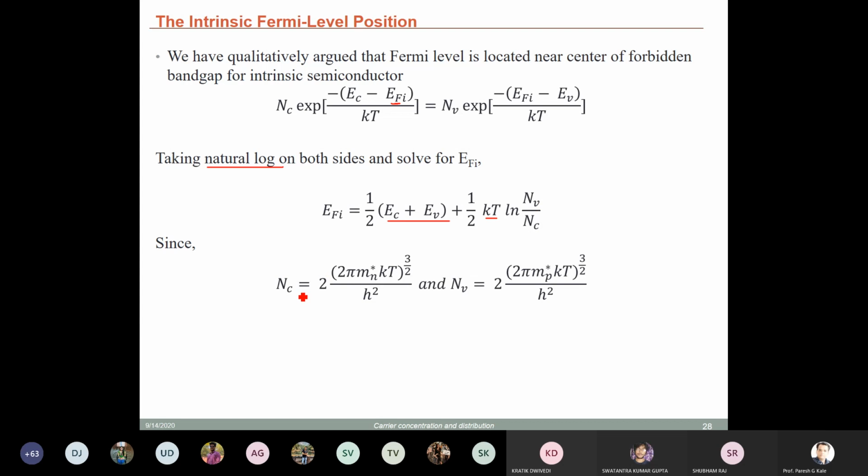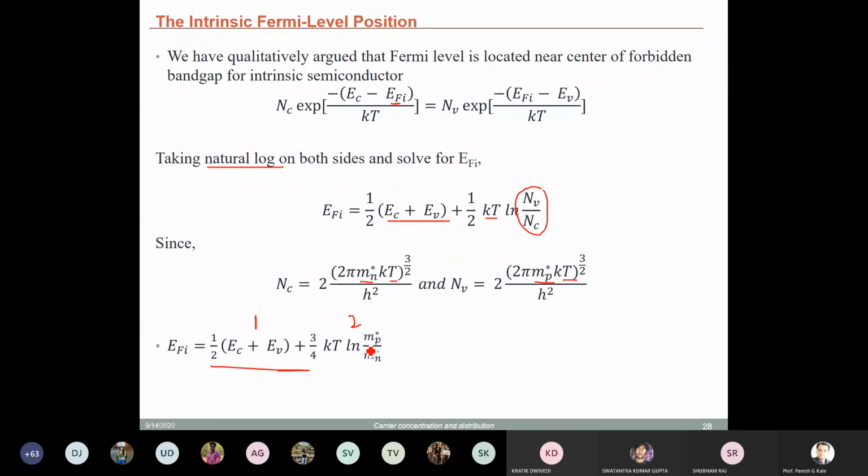Now we know the expressions for NC and NV, and again the temperature term is involved, and Mn and Mp, so these effective masses are involved. Obviously a material will be at the same temperature, so the temperature term will go, and what will remain is only in terms of the masses. So half (EC + EV) is the first term, and this 3/4 KT ln(Mp*/Mn*), of course both are effective masses, is the second term.